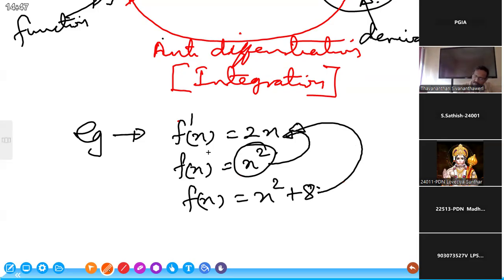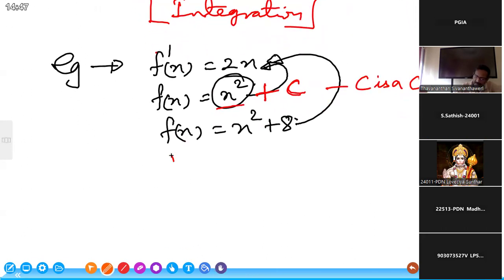Therefore, when you integrate the function, in addition to that, we always say plus c. C is a constant. C is a constant. Right.